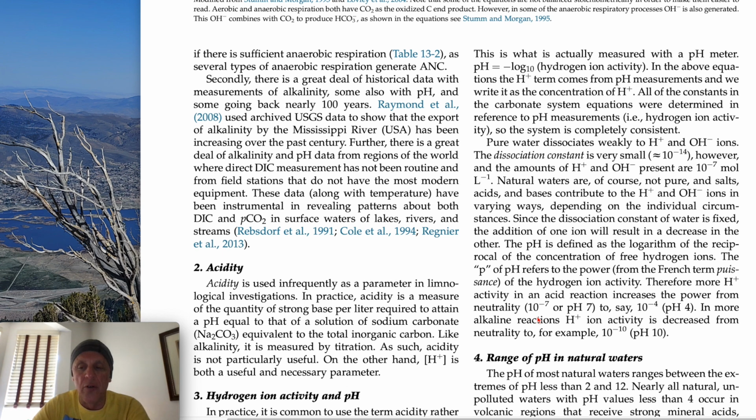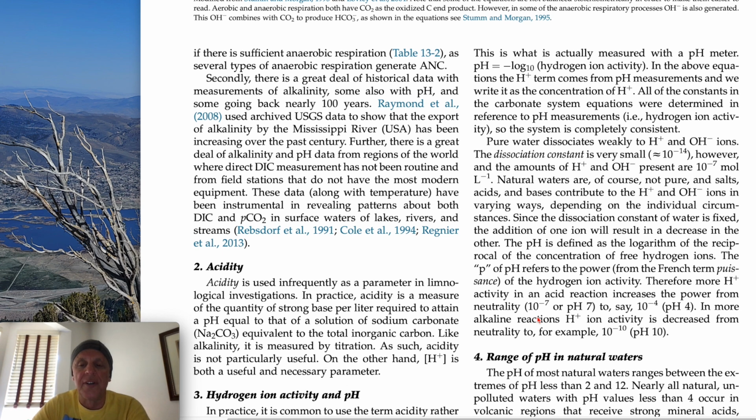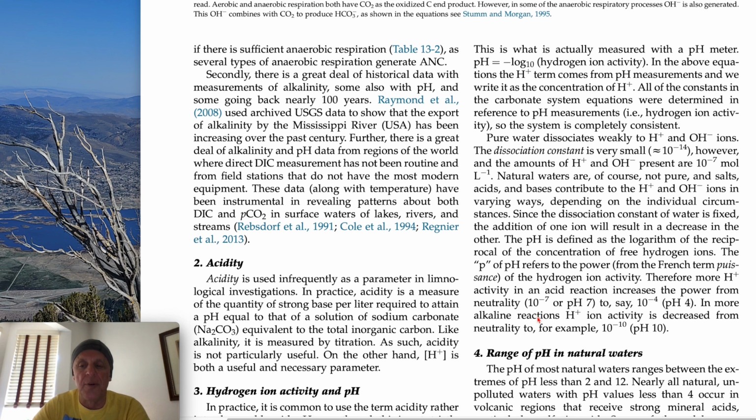Natural waters are of course not pure, and salts, acids, and bases contribute to the H+ and hydroxide ions in varying ways depending on the individual circumstances. Since the dissociation constant of water is fixed, the addition of one ion will result in a decrease in the other. The pH is defined as the logarithm of the reciprocal of the concentration of free hydrogen ions. The P of pH refers to the power, from the French term puissance, of the hydrogen ion activity.